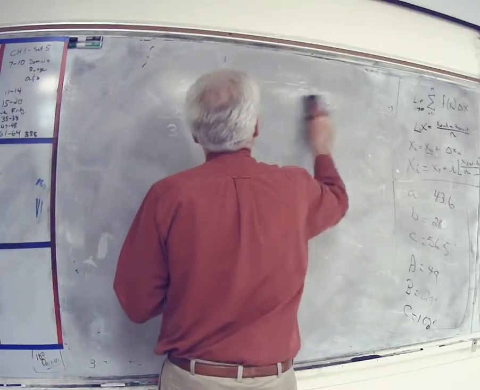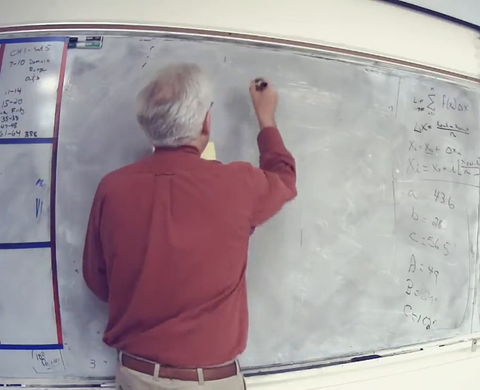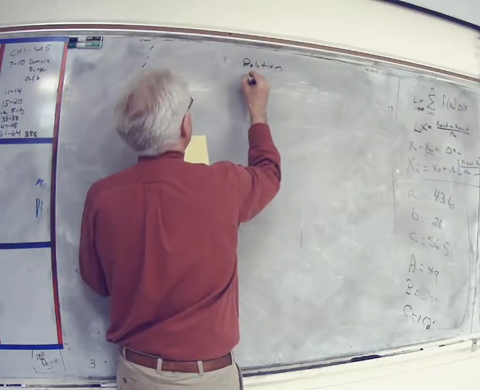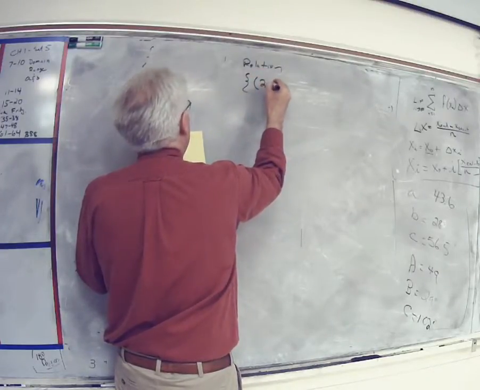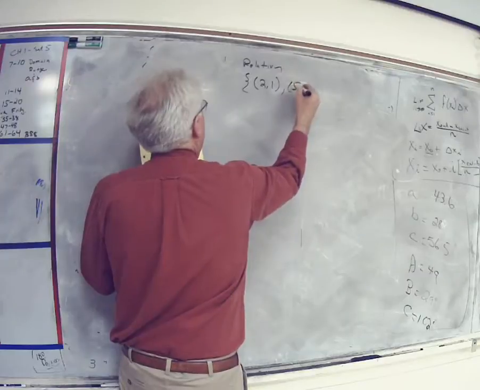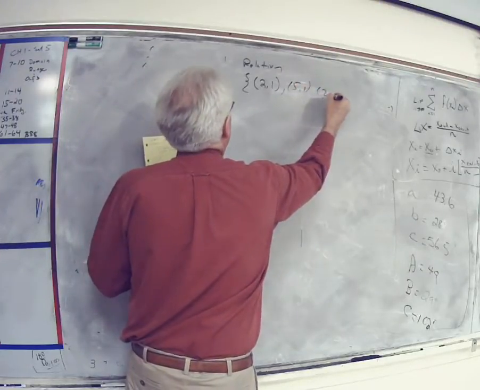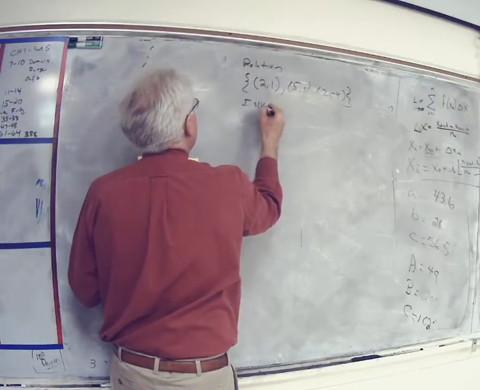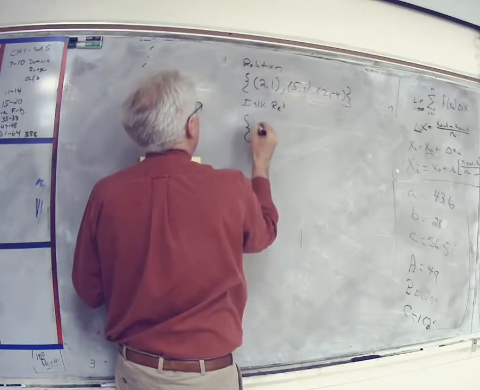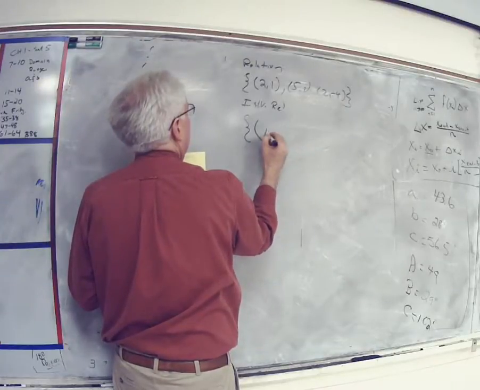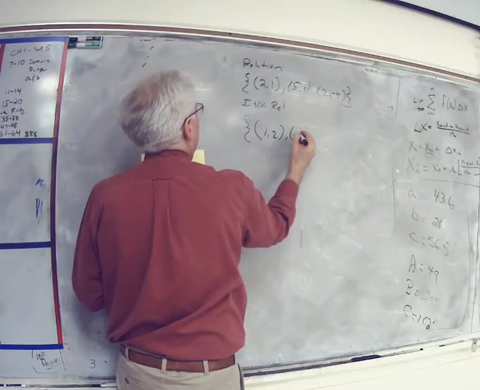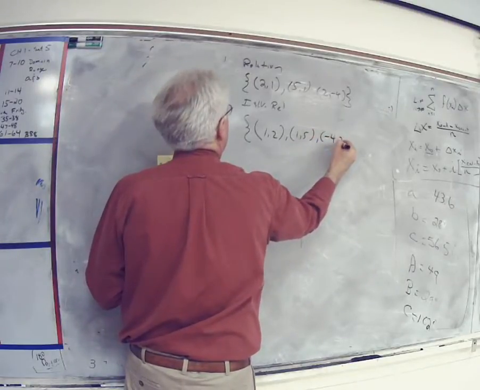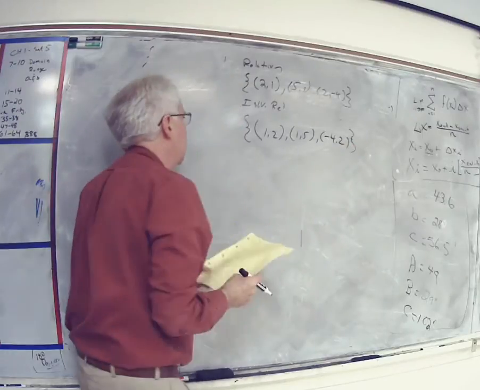Okay, so let's do one. Let's say I have the relation, and this time I'll use something more like set builder notation: (2, 1), (5, 1), (2, -4). What is the inverse relation? (1, 2), (1, 5), (-4, 2). Very good. That makes a lot of sense.